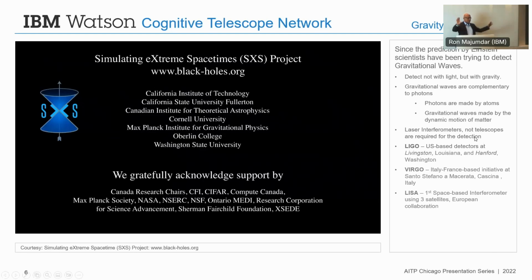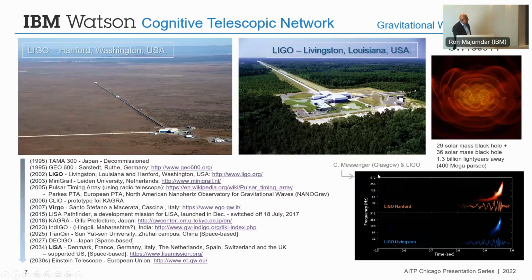And LIGO is the ground-based system that the US has. There are other systems. LISA is very interesting. It's going to go out in 2034, I believe, and hopefully they're still on time. I haven't checked recently. But that's going to be in the sky, with 3 satellite systems going around the Earth. So is LIGO the only one that's operating today?